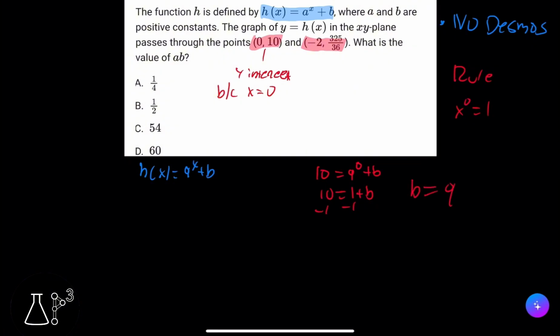Now we know our y-intercept. So I'm going to rewrite the equation that's blue and write b equaling 9. So plus 9. Now what I want to do is use the second point to look for the value of a. I'm going to do it in green.